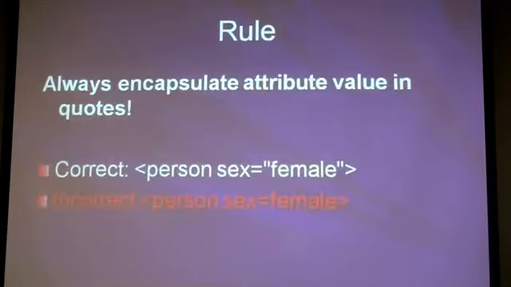Move forward. Attributes should be created using the following syntax. For example, if you have the element person, then the attribute sex should be specified as this one. So you have the attribute name, and this is the value. The value should always be encapsulated in double quotes. Unlike element values, in attributes you should always use double quotes. Okay, this is incorrect. This is correct.